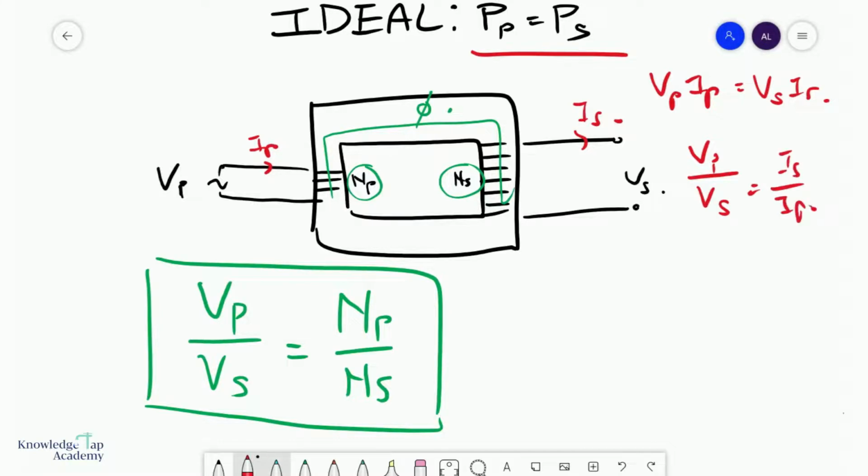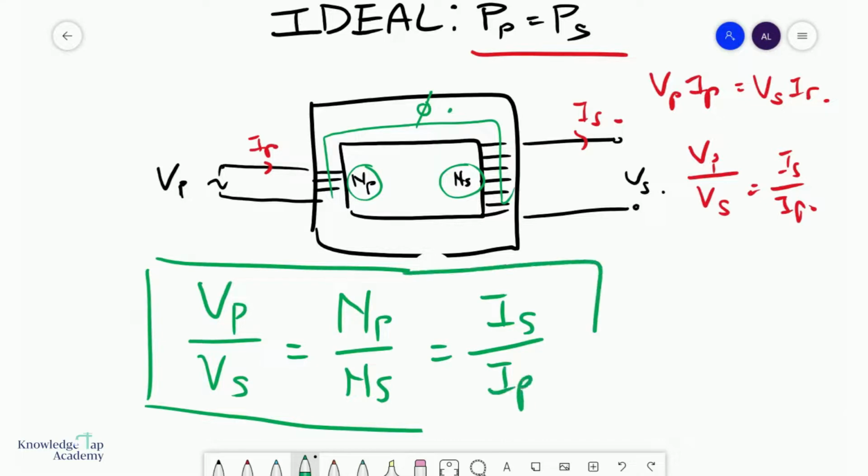And so I can extend this transformer relationship a little bit more and show that the ratio of the currents, at least for ideal transformers, is inversely proportional to the ratio of the turns. And over here, this is how we then mathematically describe the functioning of an ideal transformer.